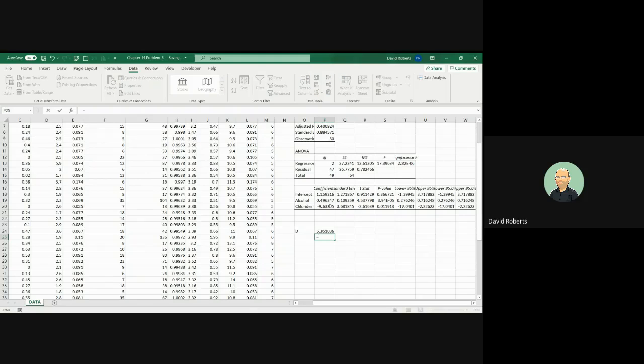So I'll type that out. I would have gone P, in this case, that is P18, I believe, plus P19 times 10 plus P20 times 0.08. So that is the formula that I just used.